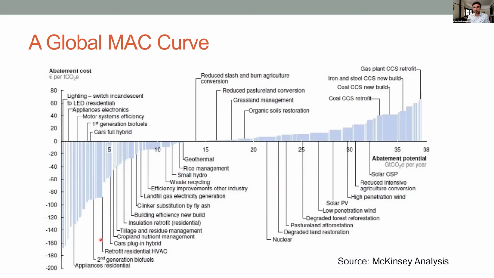Again, energy efficiency, usually deeply negative. Hybrid cars, electric cars hadn't really even taken off yet. And then they even include some land use strategies here. So soil restoration, grassland management, reduced pasture land conversion, reduce slash and burn. I don't know if they have silviculture or things like that.